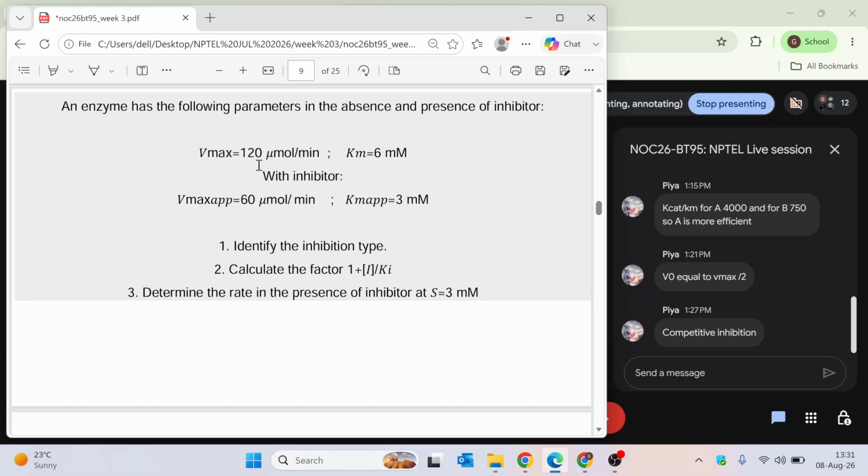The next question is, an enzyme has the following parameters in the absence and presence of inhibitor. So without inhibitor, your Vmax value is 120 micromole per minute and your Km is 6 millimoles. And with inhibitor, it changes to 60 micromoles per minute and your Km changes to 3 millimoles. You again have to identify the inhibition type, calculate the factor that is asked here, and then determine the rate in the presence of inhibitor at a substrate concentration of 3 millimoles.